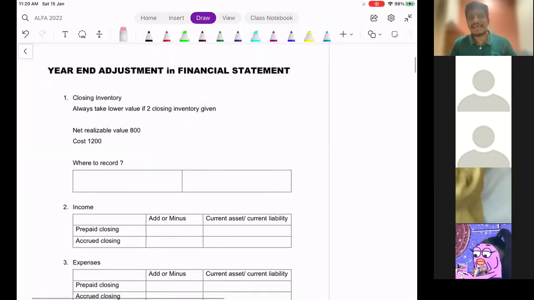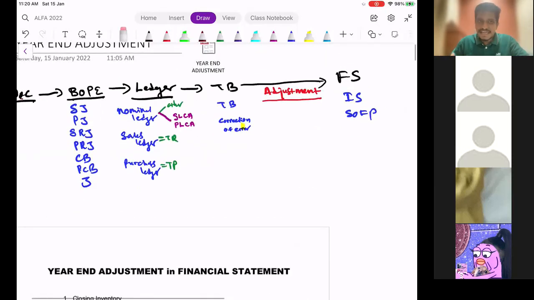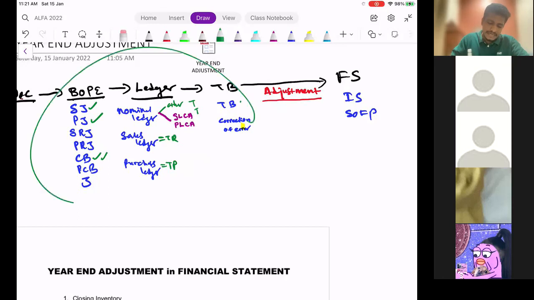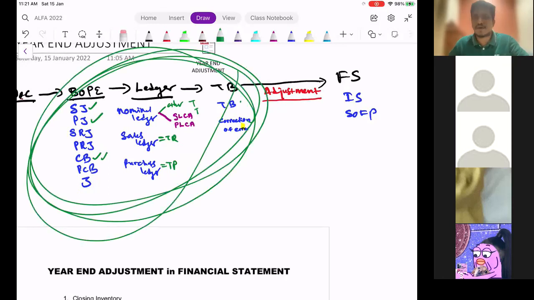The first year-end adjustment is on the inventory, the closing inventory. As I told you, whenever you buy inventory, you record it in the purchases journal. If it is cash, you record it in the cash book. If you sell, you record it in the sales journal and also the cash book. Then you open the sales account and purchases account, then you transfer to this trial balance. But anywhere in these accounts here, did you show how much your closing inventory is?